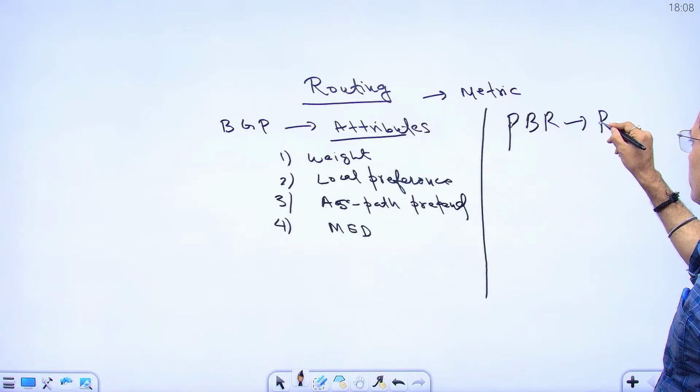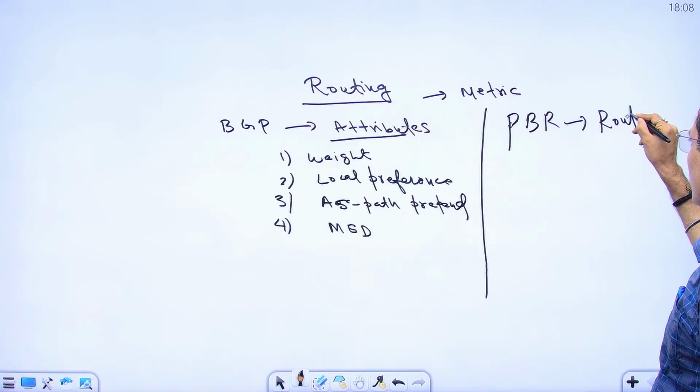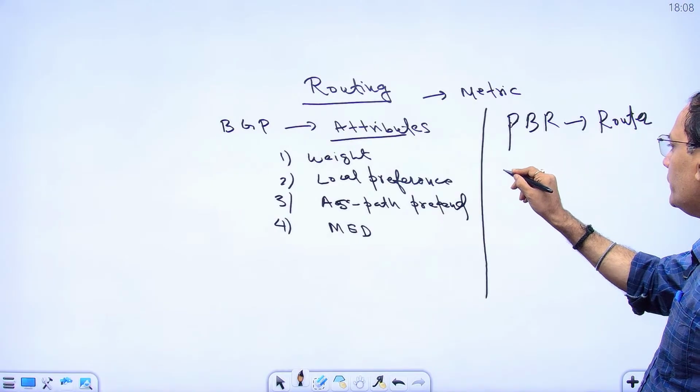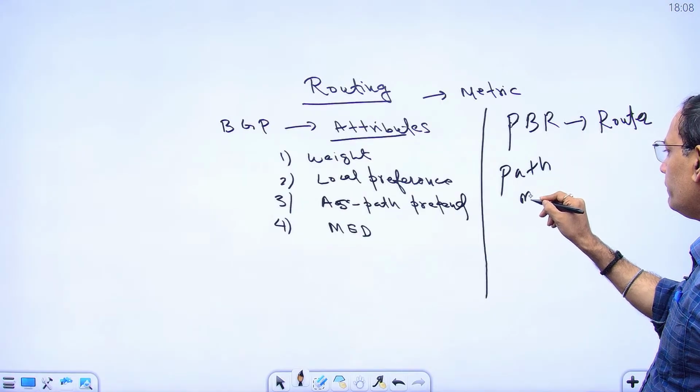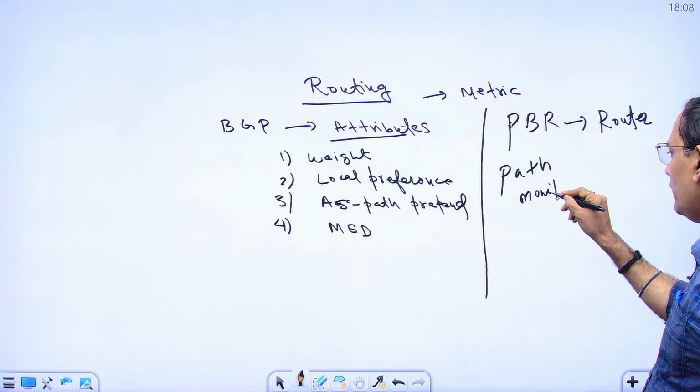It is called policy based routing. And on firewall it is called path monitoring. The concept is same. Okay, I will explain both part today only.